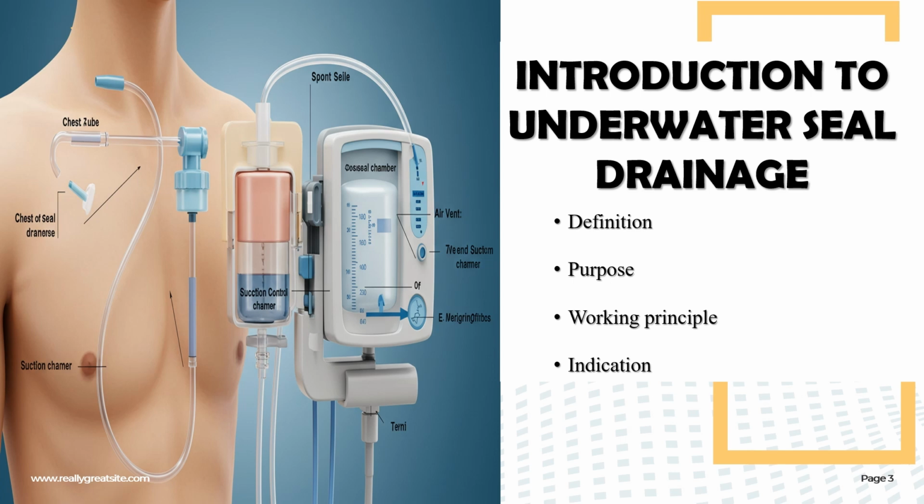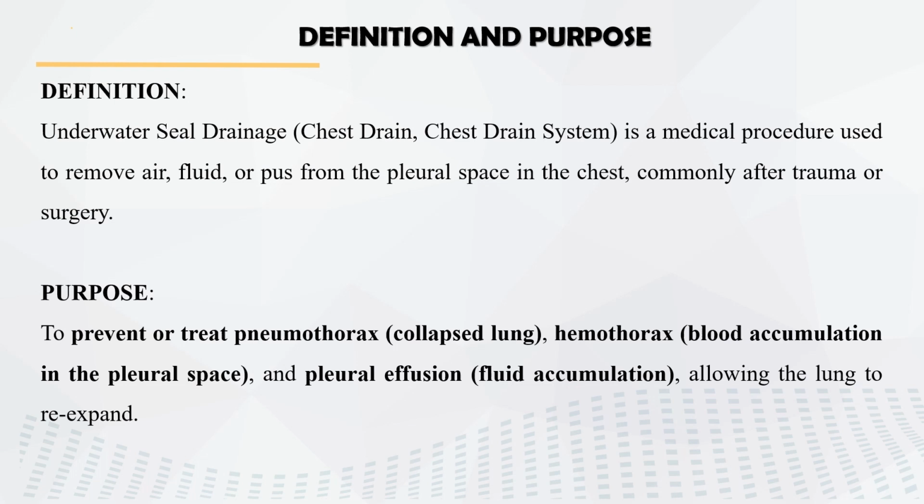So we want to look at the introduction to underwater seal drainage, and as a way of introduction, we'll define what an underwater seal drainage system is, the purpose, working principle, and then indications. So let's begin. What is an underwater seal drainage? An underwater seal drainage can also be called a chest drain or chest drain system. It is a medical procedure used to remove air, fluid, or pus from the pleural space in the chest, commonly after a trauma or a surgery.